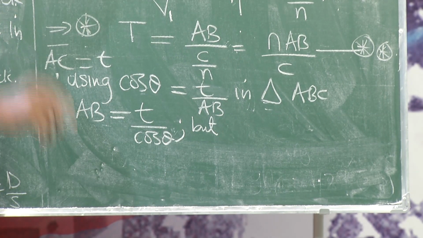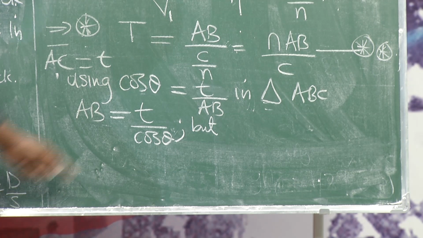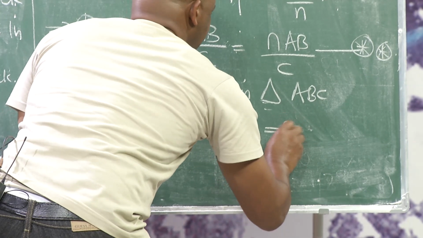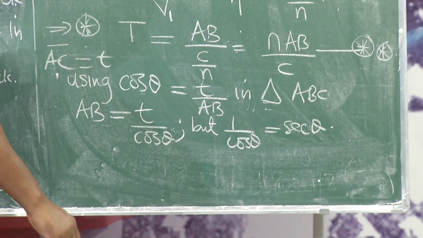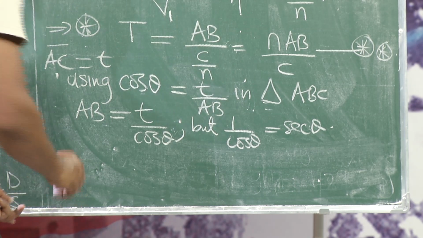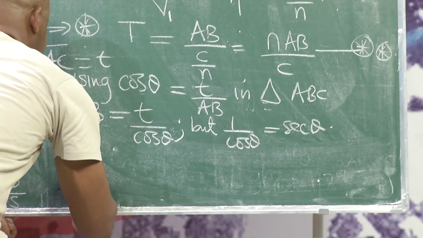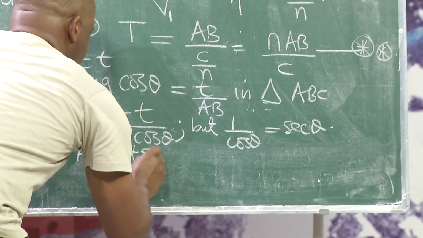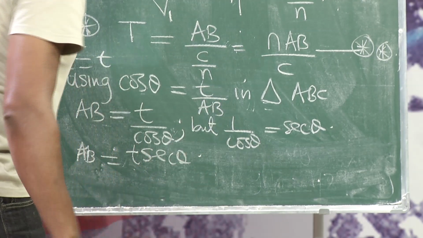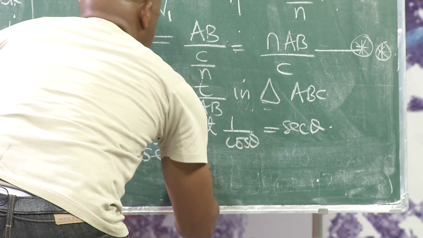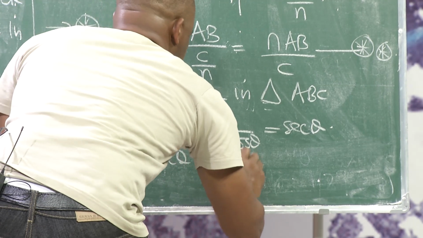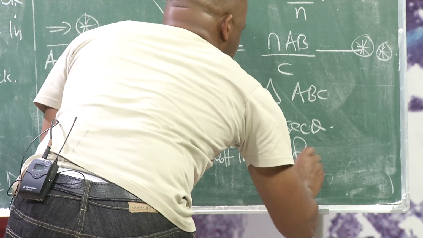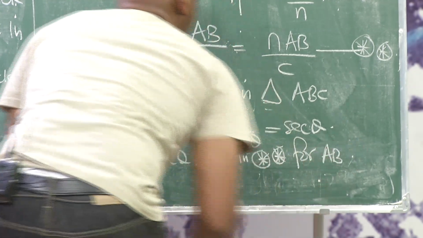For the students attending this lesson, it is important to note that 1 over cos theta is sec theta, or secant of theta. Therefore, this AB is the same as t sec theta. So if I substitute in our double star equation for our AB, I would get the time.